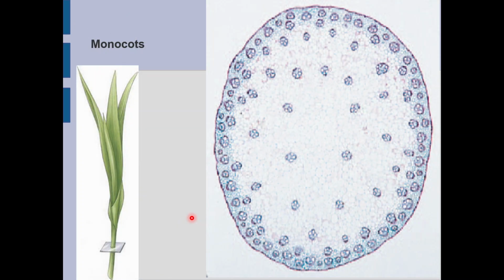And if you look at the monocot stem, the vascular bundles are dispersed throughout the stem cut, so they are not located in a circle, so they are randomly dispersed inside the stem and inside the ground tissue. So this is the ground tissue, and these are vascular bundles.